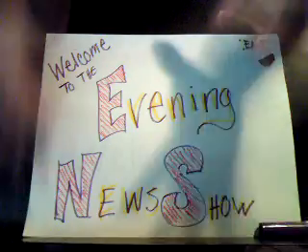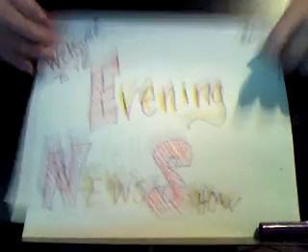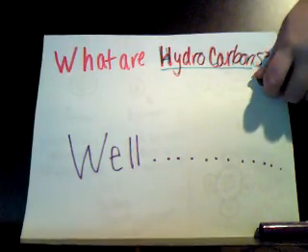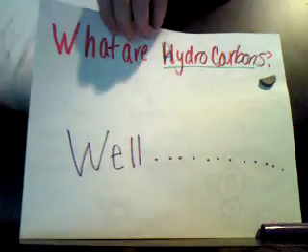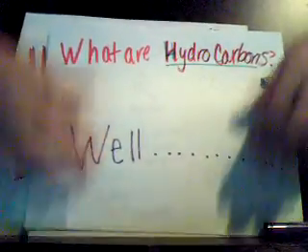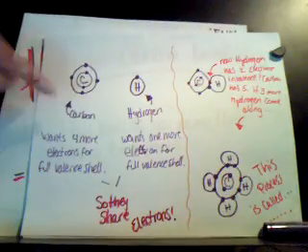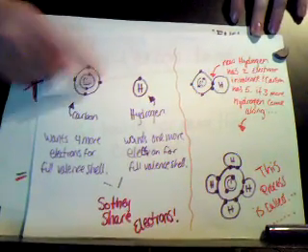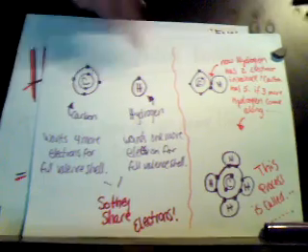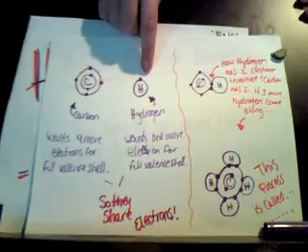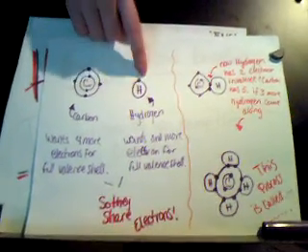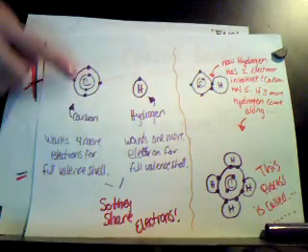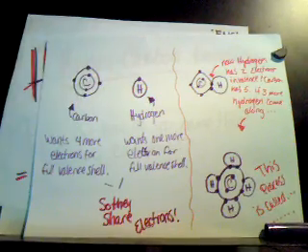Welcome to the evening news show. Today we'll be discussing hydrocarbons. What are they? Well, a carbon is an element with 4 valence electrons. Hydro comes from hydrogen, an element with 1 valence electron. They want to bond so that they have full valence shells.